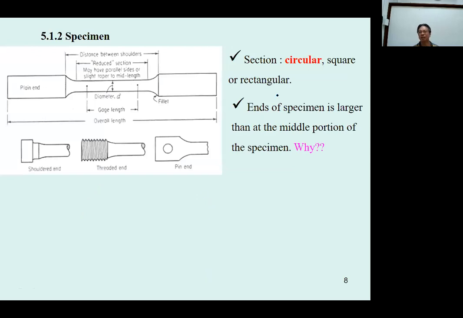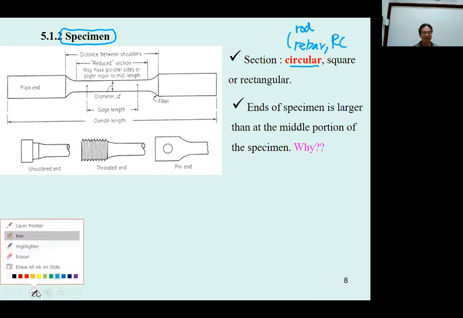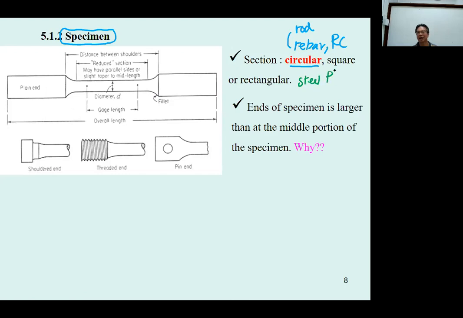Next, we come to the specimen. How come the steel specimen has a circular shape? Because the steel rod, or rebar, that we use to reinforce concrete has a circular section, so many times the specimen has a circular section. There are also steel plates, and steel sections such as I, T, and L. For these kinds of steel sections, most of the time the specimen is rectangular in shape.